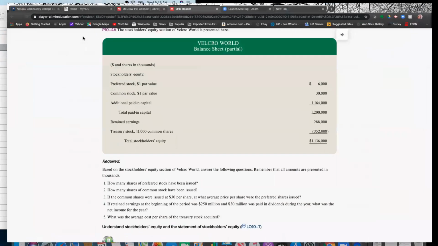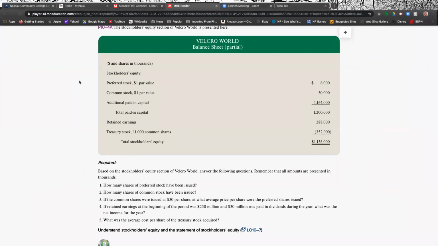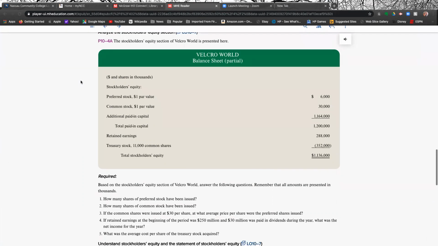Hello again. So we have more homework in chapter 10 to finish. We have problem 10-4A. Now remember the brief exercises that we did previously? Those are pretty simple and they're just focusing on one topic. The exercises are a little more complicated than that. We didn't do any in this chapter. And the problems are more comprehensive in nature.